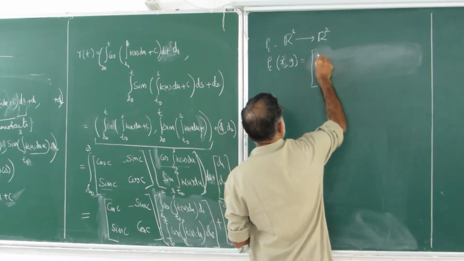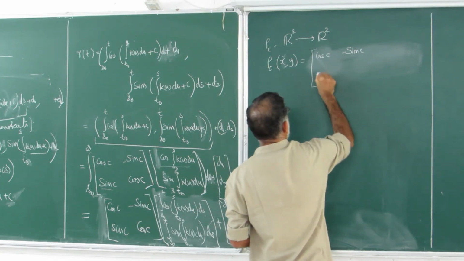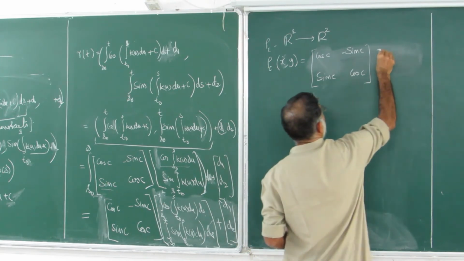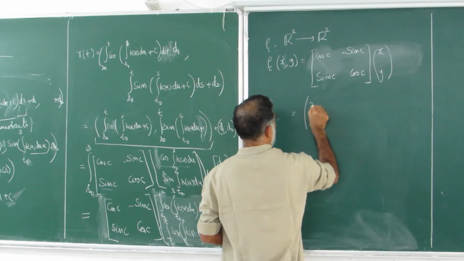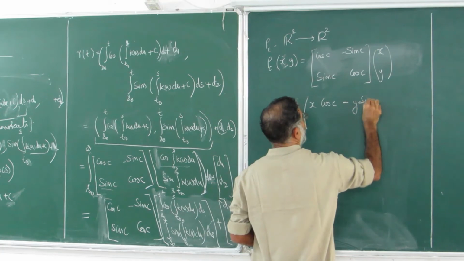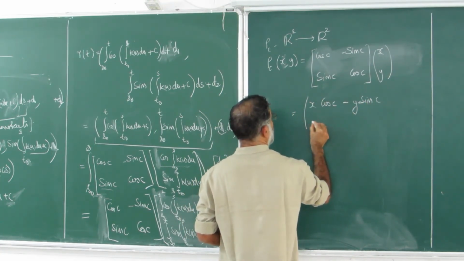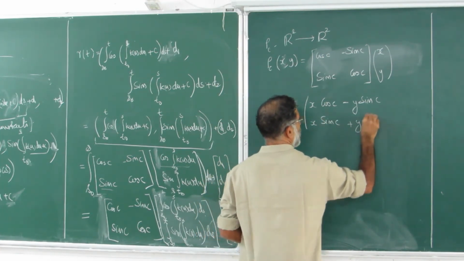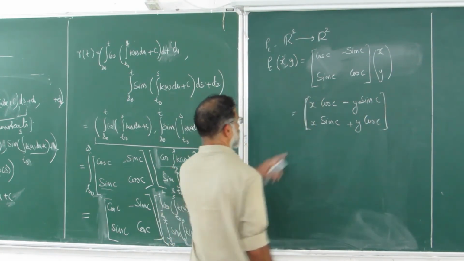Make it the matrix with rows cosine c, minus sin c, and sin c, cosine c, acting on x, y. So this will be x cos c minus y sin c, and this is x sin c plus y cos c.